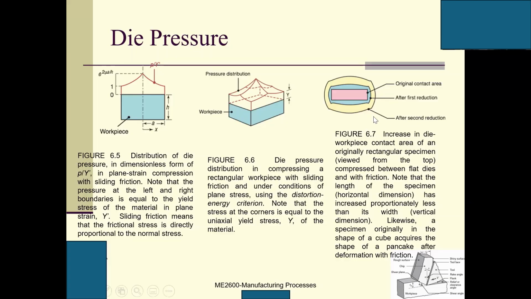So here, this is the increase in die-workpiece contact area of the original rectangular section. Here is the original cross-section area, this one. This is of the first reduction, and this is of the second reduction when you compress the workpiece continuously.